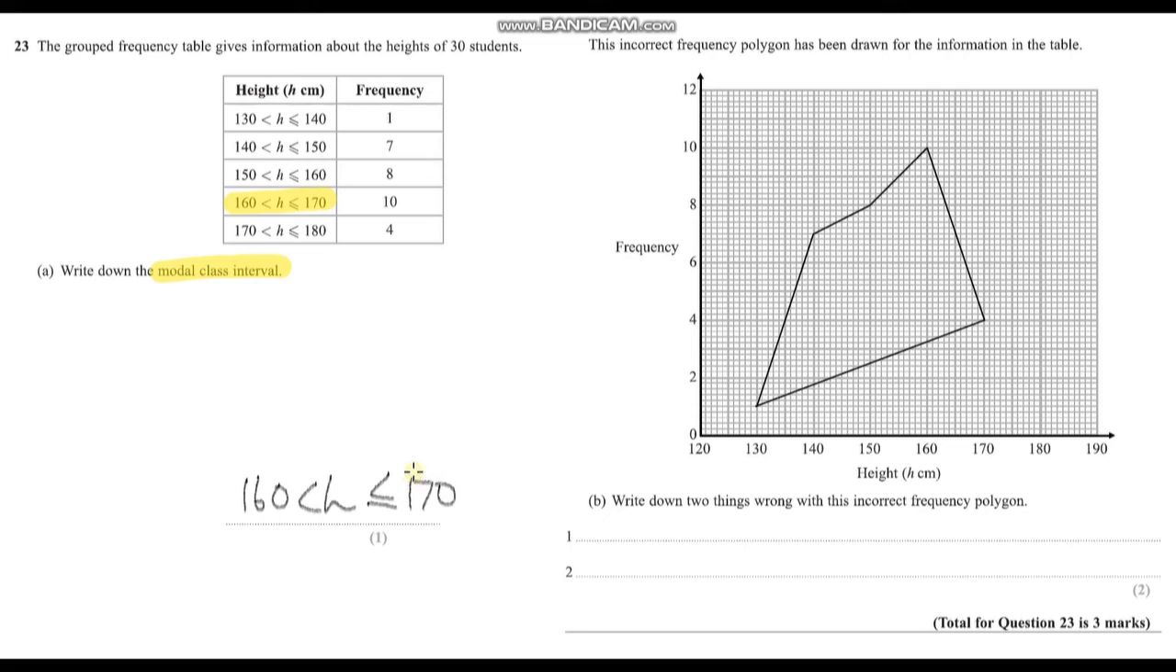Be really careful. A lot of people will write 10 as the mode. 10 is not the mode. 10 tells us where the mode is. So just be really careful there.